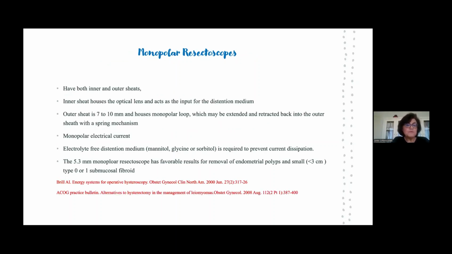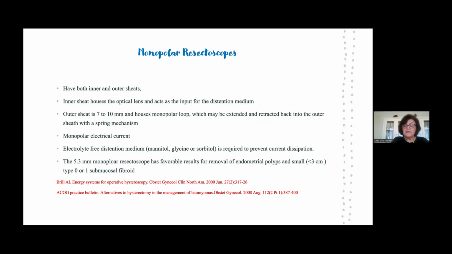Monopolar resectoscopes have both inner and outer sheaths. The inner sheath houses the optical lens and acts as the input for the distension medium. The outer sheath is 7 to 10 mm and houses the monopolar loop, which may extend and retract back into the sheath with a spring mechanism. Monopolar electrical current requires an electrolyte-free distension medium like mannitol, glycerin, or sorbitol to prevent poor current dissipation.